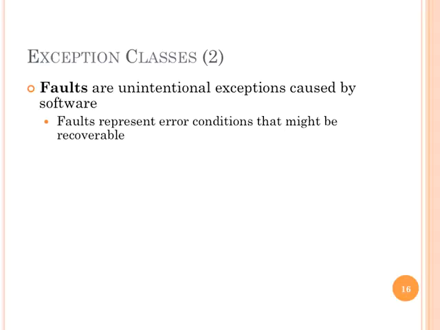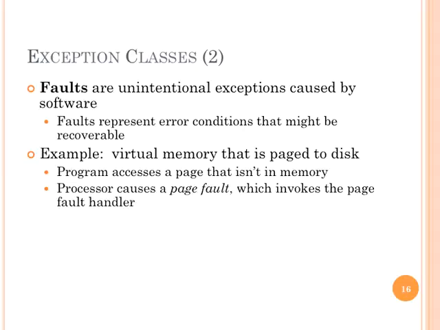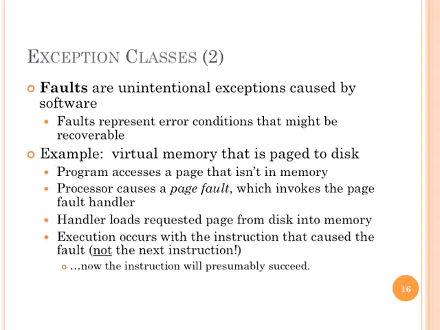Okay, faults, unintentional exceptions caused by the software. So the example that we will be studying a lot in a few lectures is how hardware virtual memory support works, where a program thinks that an address is correct, and so it goes ahead and tries to access it, and it generates this thing called a page fault, because the data is actually not in memory. We'll talk about why it's not in memory, what in the world this all means. But let's say that the data is not in memory, but it's stored on the disk. And so the program, when it accesses that thing, generates a page fault.